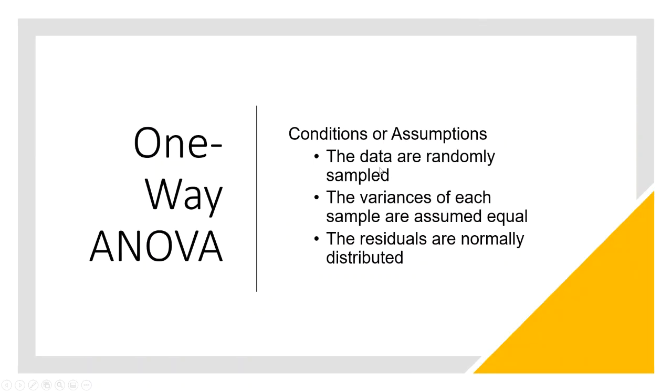The conditions or assumptions in one-way ANOVA will still apply the null hypothesis and the alternative hypothesis. The data are randomly sampled. The variances of each sample are assumed equal. The residuals are normally distributed.